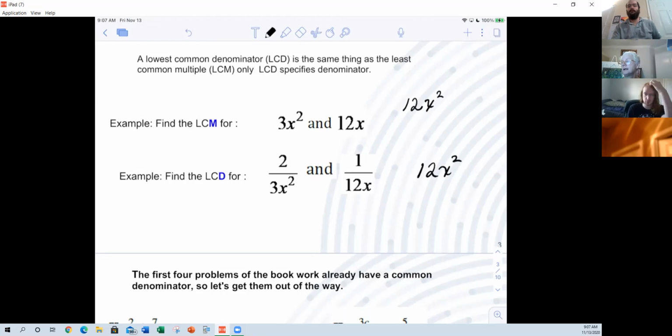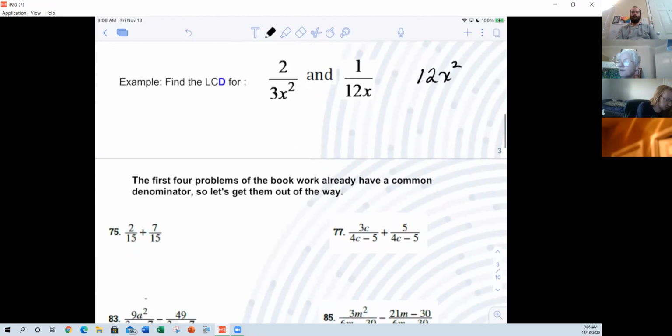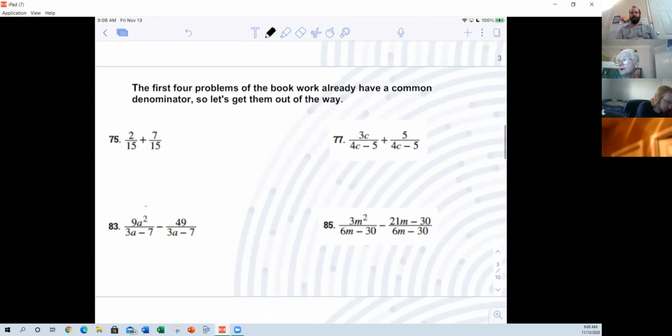To me, the most difficult part is probably finding the lowest common denominator and then making the two fractions, or rational expressions, match. When we talk about a rational expression, we're just talking about a fraction, just another word. The first 4 problems in the book already have common denominators. So these are the first 4 problems for this section. Let's just get them out of the way because the hard part is already done.